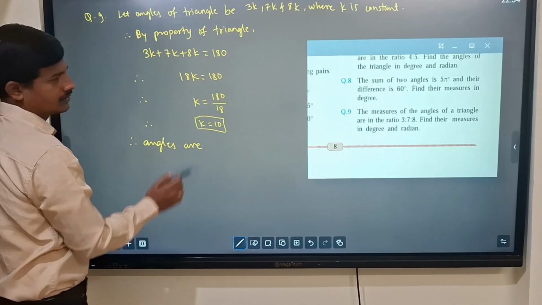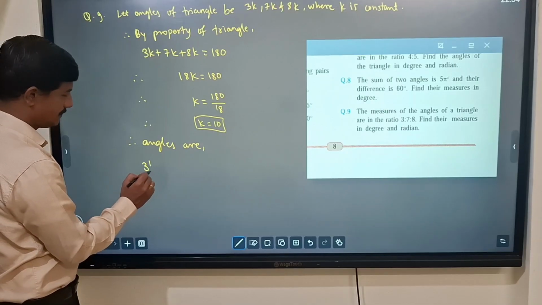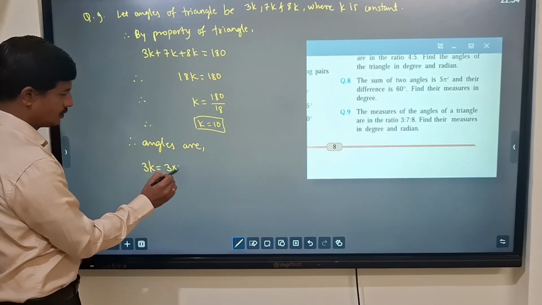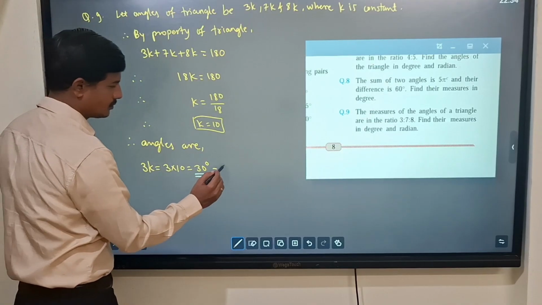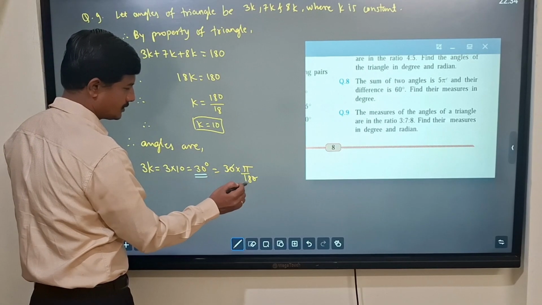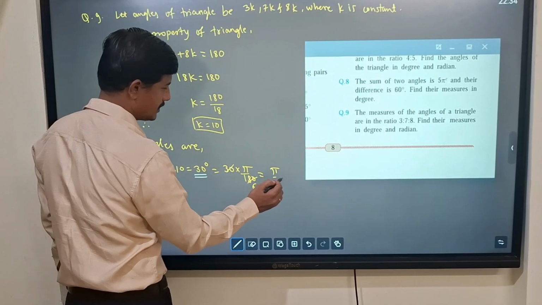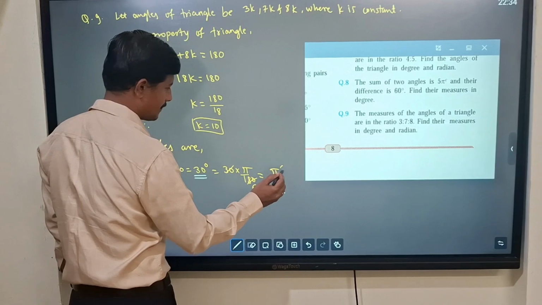Therefore, the angles are, okay, we want these angles in degree and radian. Therefore, angles are 3K equal to 3 into 10 equal to 30 degree. That is equal to 30 into pi by 180. This 6 times, this becomes pi by 6 radian.